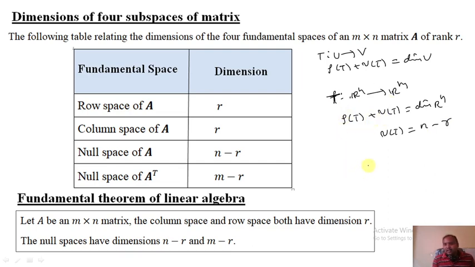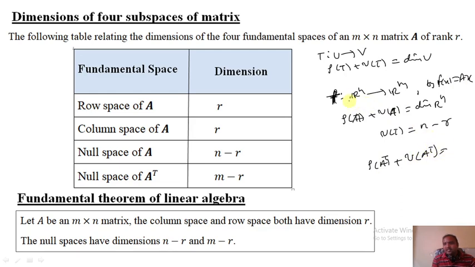That means rank of A plus nullity of A. Suppose we take f as a function defined by f of x equal to Ax. Here we have rank of A and nullity of A. Now, if you write rank of A transpose and nullity of A transpose.